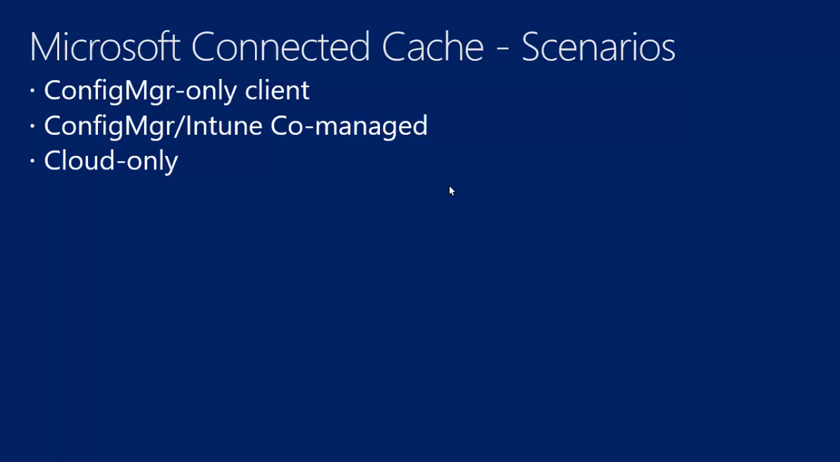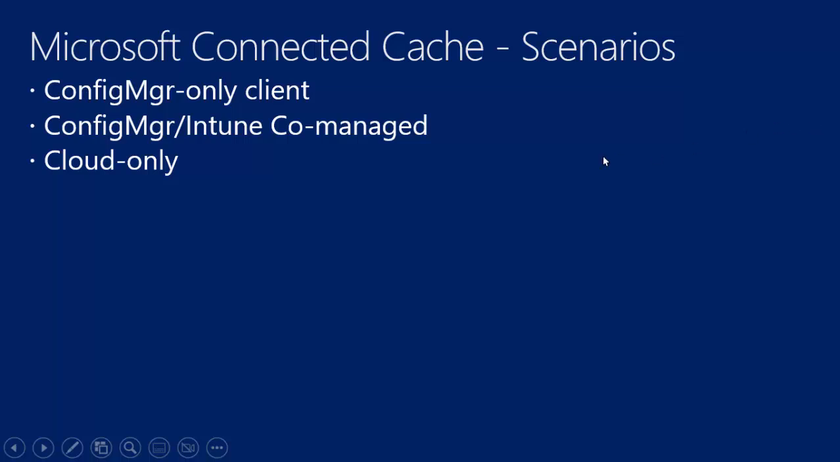So if you implement the Microsoft Connected Cache server through ConfigMgr, then really any client can use it. You can have a ConfigMgr only client use it, no problem, right? Just a ConfigMgr managed client. You can have a ConfigMgr Intune co-managed client use it, no problem at all. You can have a cloud only client use it, right? Really any client you can think of, as long as it knows about the Microsoft Connected Cache server, which I'll talk about more in a minute, then it can use it, for any of the supported content types that are out there.